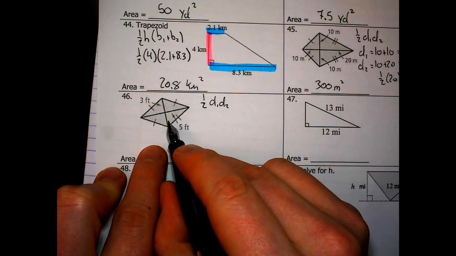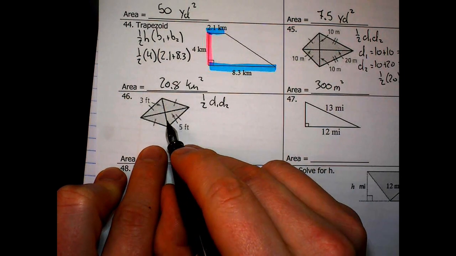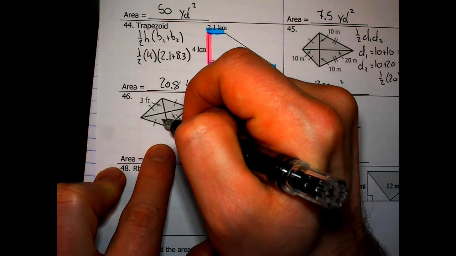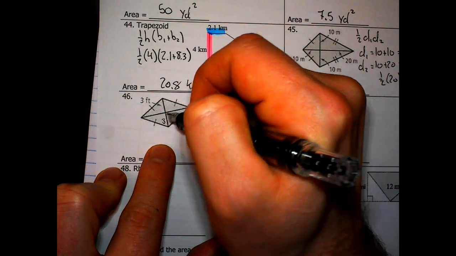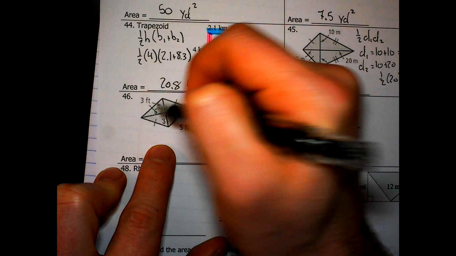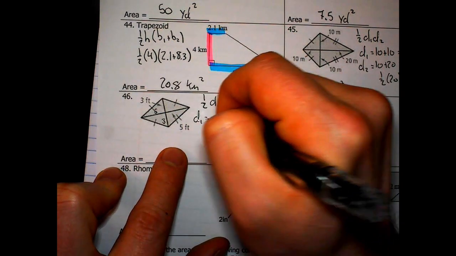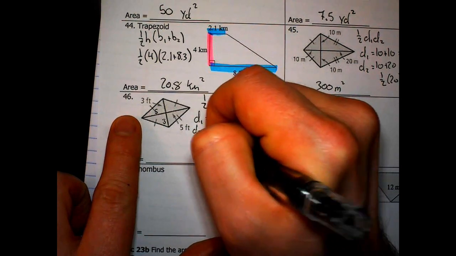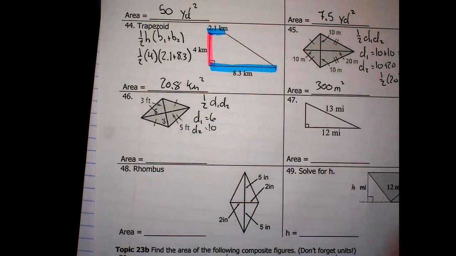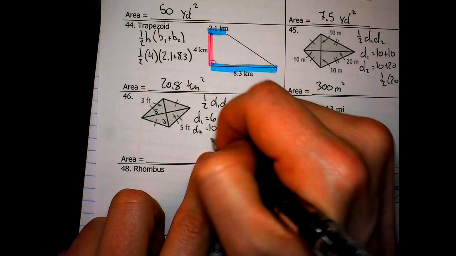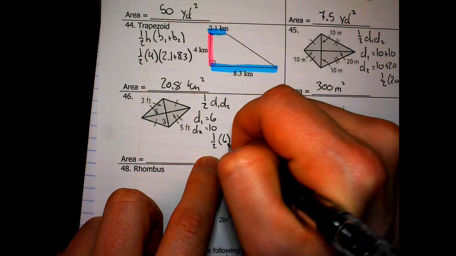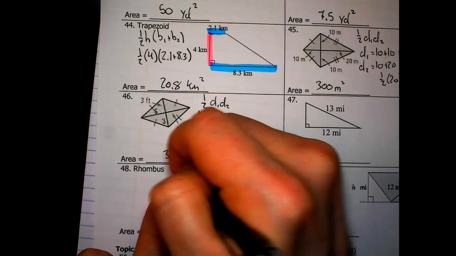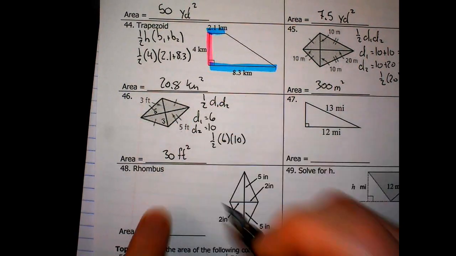Now, because a rhombus is also a parallelogram, and in a parallelogram the diagonals bisect each other, that means if this portion of the diagonal is 3, this one has to be 3 as well. And if this part is 5, this part has to be 5 as well. So d1 would be 3 plus 3, or 6, and d2 would be 5 plus 5, or 10. 1/2 times 6 times 10 would be 30. And my units are feet squared.